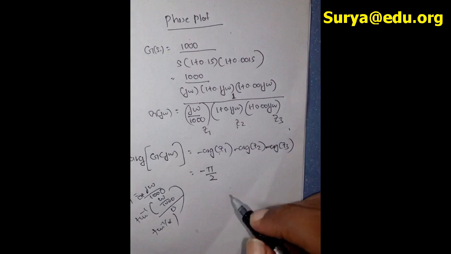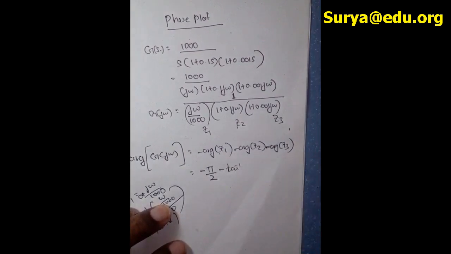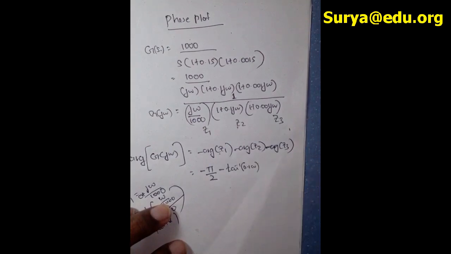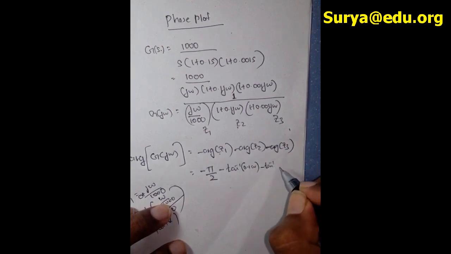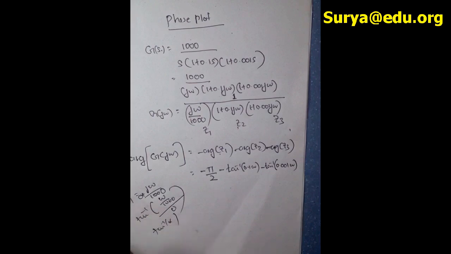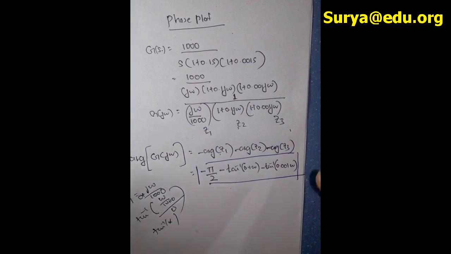And what comes over here? Minus tan inverse 0.1 omega, because we already calculated individually, and here minus tan inverse 0.001 omega. So now this is the standard expression for the phase plot. Okay guys, it's very important, this is the standard expression for the phase plot. So what is the next thing you need to do now?